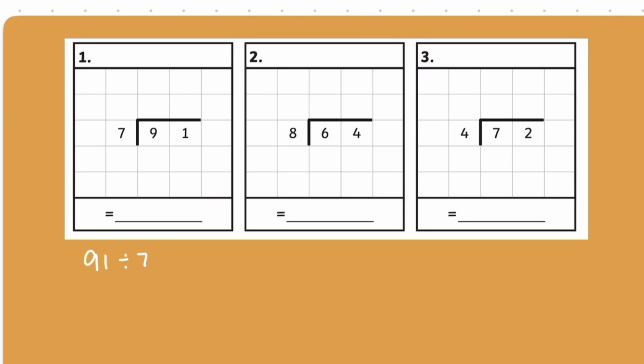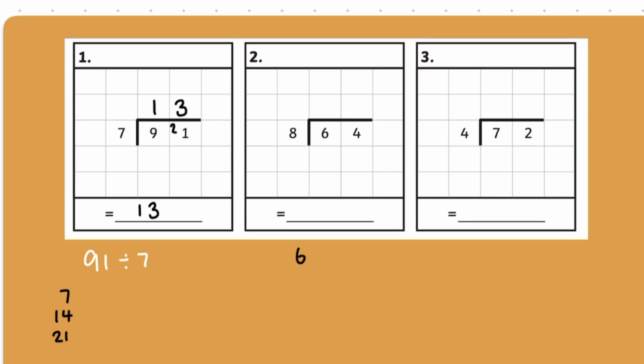So our first question is, how many 7s go into 9? So we know that we have one whole lot of 7, and then we've got 2 left over, because the difference between 7 and 9 is 2. So we can put our 1 here, and we need to carry over our 2. And if you're a little bit stuck with your 7s, just write them. So 7, 14, 21. So we can see 3 lots of 7 make 21. So we can put our 3 here. So our answer is 13.